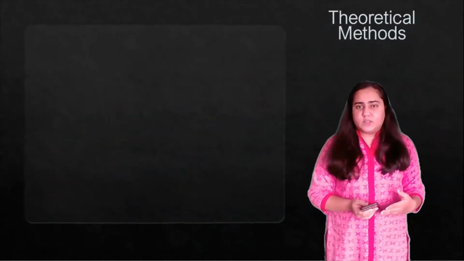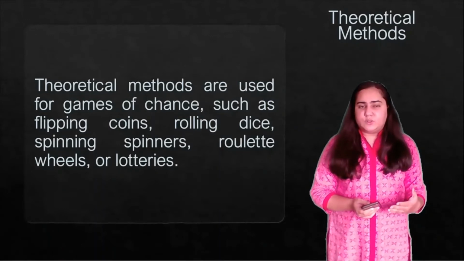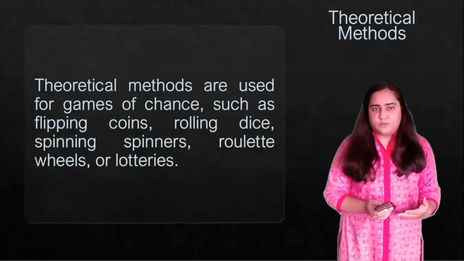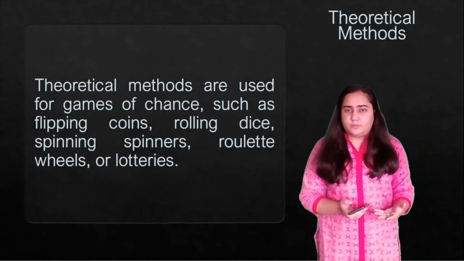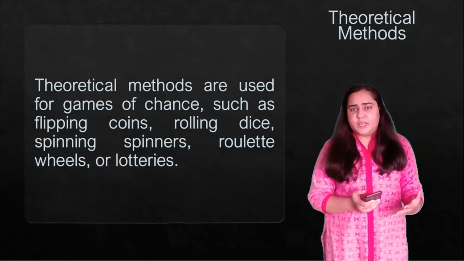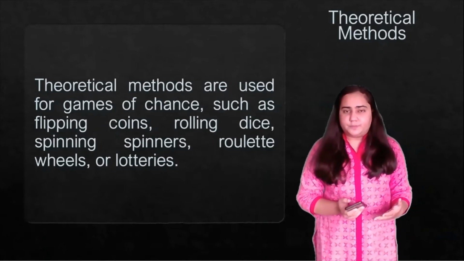So the first is a theoretical method. A theoretical method is used for games of chance. For example, flipping a coin. So if you're flipping a coin, is it going to be heads or tails? That is theoretical.